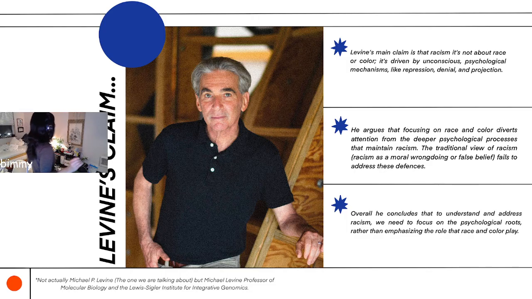It doesn't actually really have anything to do with race and color, as Levine's main claim is that racism is not about race and color, it's driven by unconscious psychological mechanisms like repression, denial, and projection. He also argues that focusing on race and color pushes the attention away from deeper psychological processes that maintain racism.